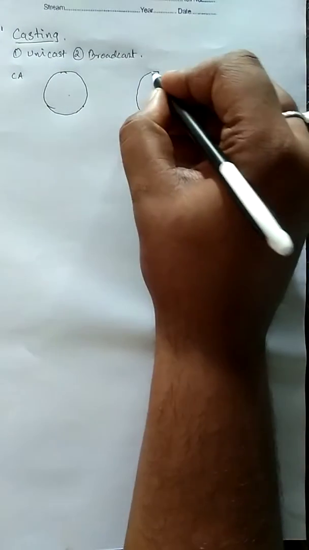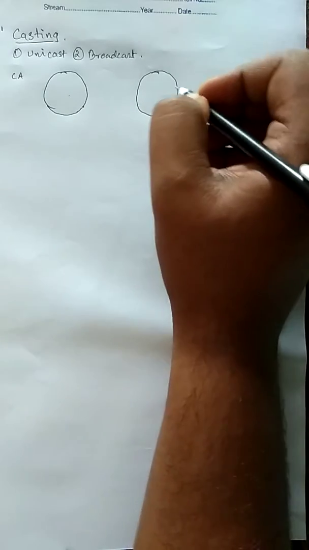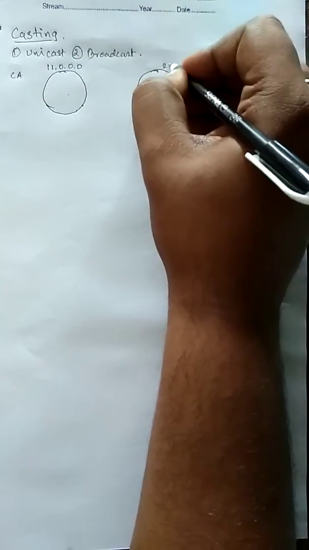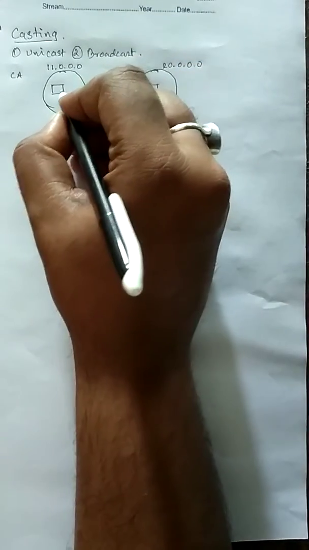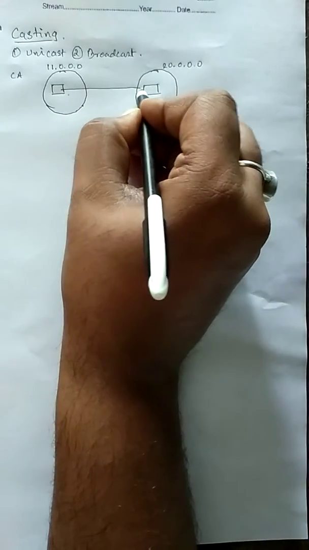So this is one network and this is another network. Let us consider the network address of this particular network is say 11.0.0.0, that is the network IP address, and the other one is 20.0.0.0, suppose, and this is one host. There is another host over this network, and suppose some information has been sent from here to here.